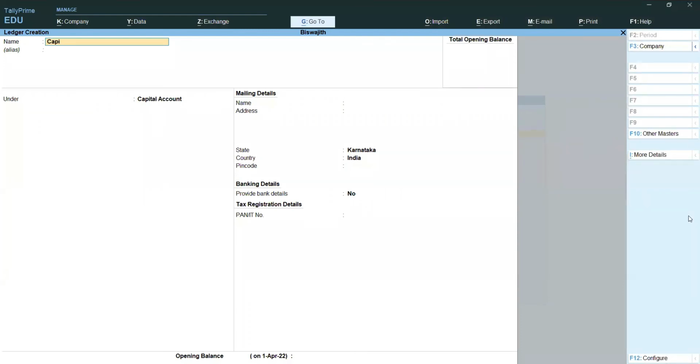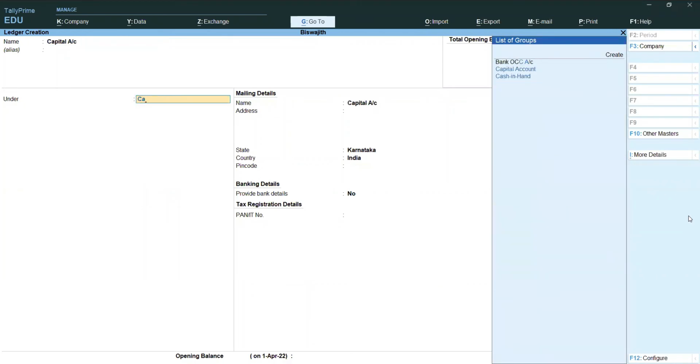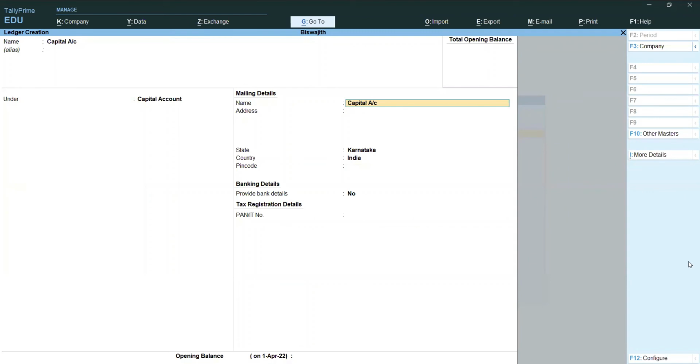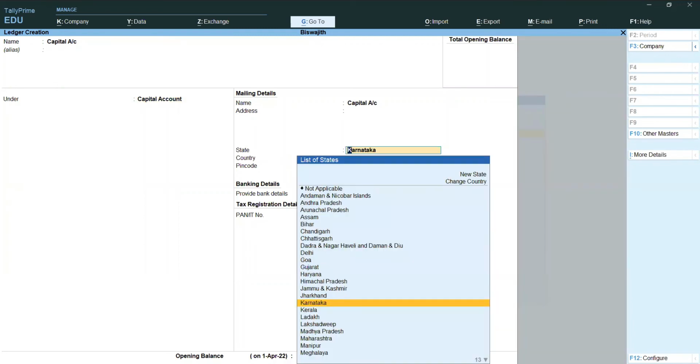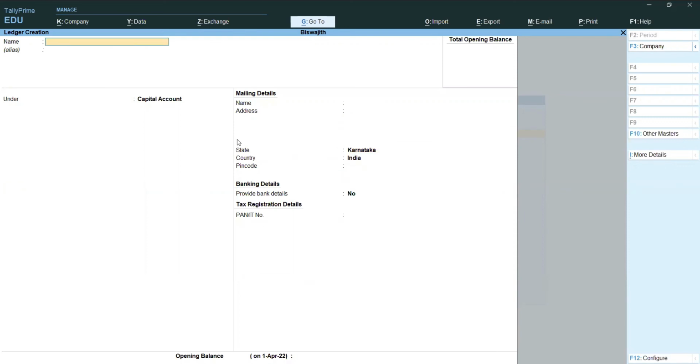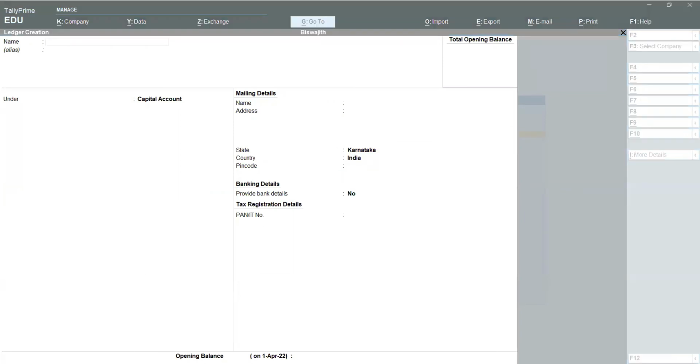First, what ledger do we want to create? Capital Account ledger we want to create. It comes under Capital Account. See, under Group it is important. Once we keep the cursor here under, automatically the list of groups is shown on the right side. Now you want to select it. Which group does the capital ledger come under? Enter, you can save the screen. You can press Control A, automatically it is saving. It is saved. Next example, what we have?